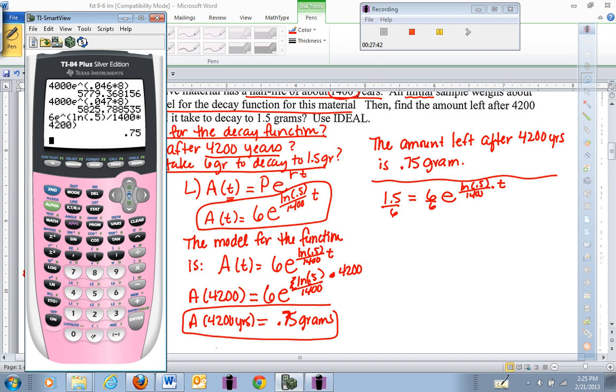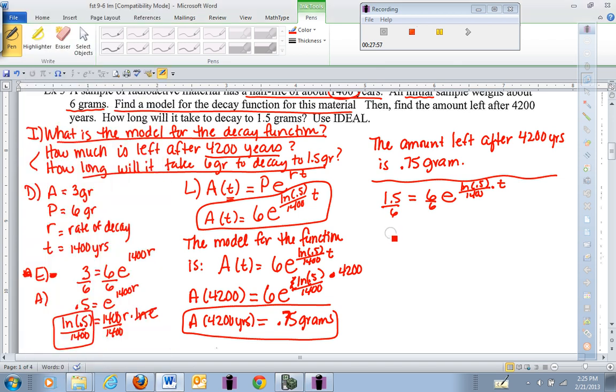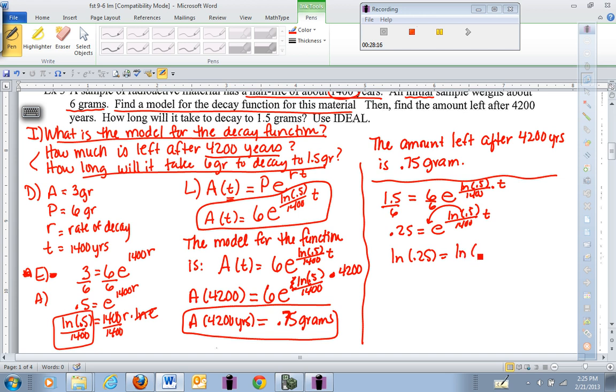Do you know what 1.5 divided by 6 is? It's 0.25, right? So we're going to say 0.25 equals e to the natural log of 0.5 divided by 1400 times t. Next, we're going to natural log both sides. So the natural log of 0.25 is equal to, jump this whole thing to the front, the natural log of 0.5 divided by 1400 times t times the natural log of e.